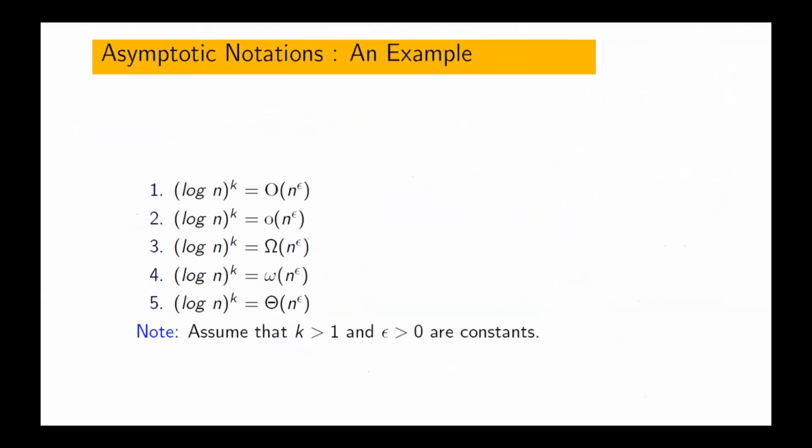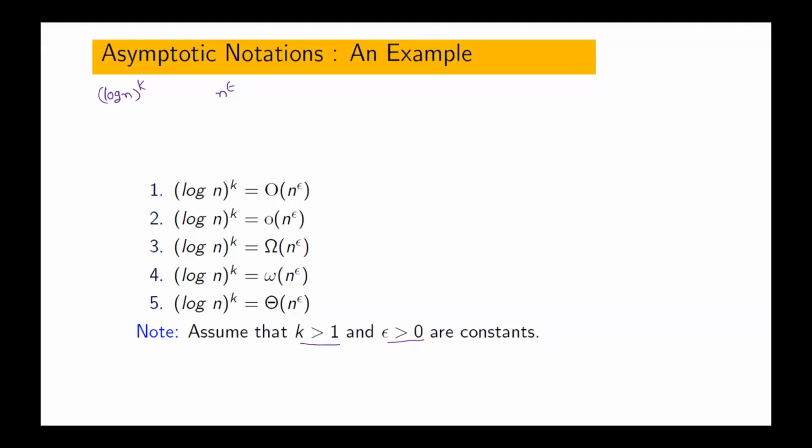Okay, let us see this example. Here, log n power k, where k is greater than 1 is given, and n power epsilon, where epsilon is greater than 0 is given. Both are constants. One side we have log n power k, other side we have n power epsilon. Out of these two, which one has higher order of growth?